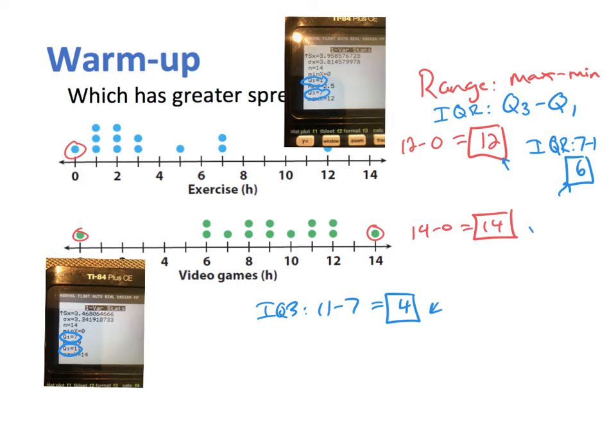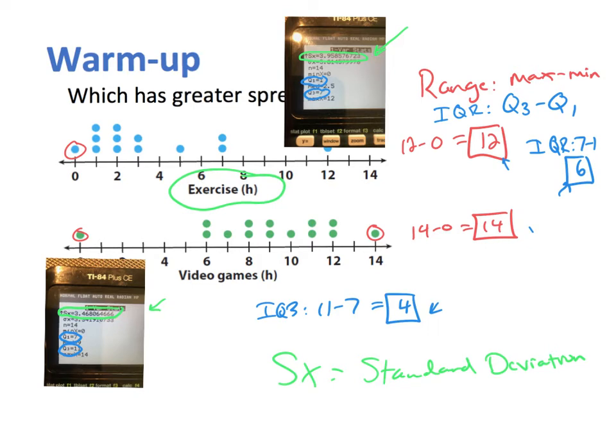This is when we might look at that other statistical measure for spread, and that is this Sx. It's kind of hard to see on my screen, but Sx, remember, represents standard deviation. The bigger the standard deviation number is, the more spread out the data is going to be. If you compare the two, in the first one we have a standard deviation of about 3.95, and the other one has a standard deviation of about 3.5. So overall, we would say that exercise has greater spread.